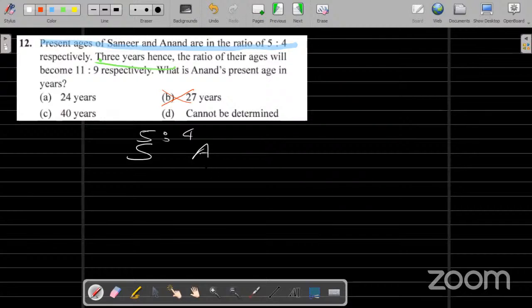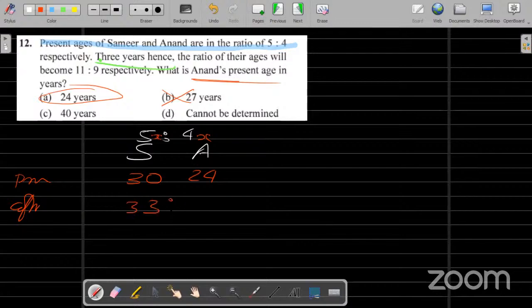Okay. Now I'm taking the age of Anand. We need to get the age of Anand. If the age of Anand is 24 years from the first option, that is 4x and this is 5x. 4x is 24, x is 6, 5x will be 30. Now after 3 years, their ages will be 33 and 27. Both numbers are divisible by 3. So I'll get 11:9.